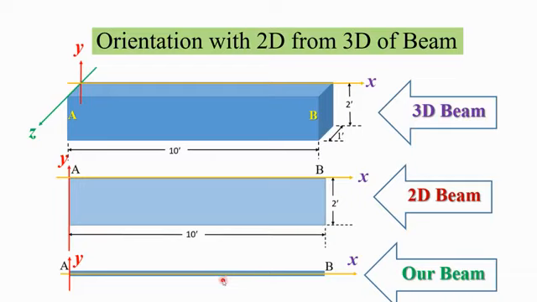At first, let us give you some orientation with the actual scenario. The real beam is like this, 3D. It has x axis, the longitudinal axis, y axis, vertical, and z axis. But once we work with 2D, the picture becomes like this. The z axis doesn't remain. You see this x axis and y axis.